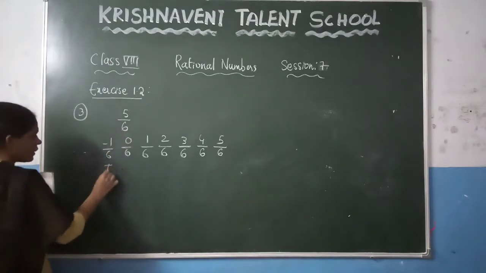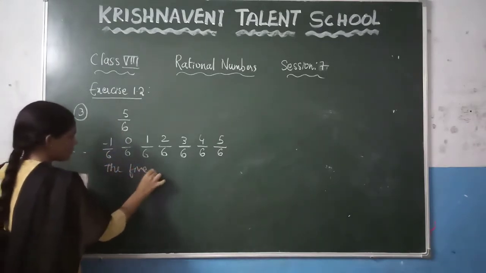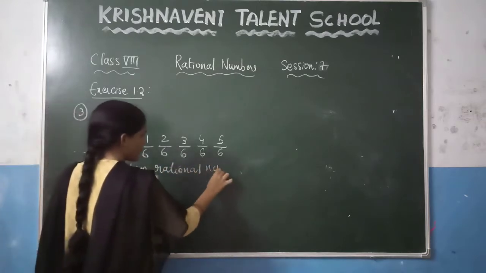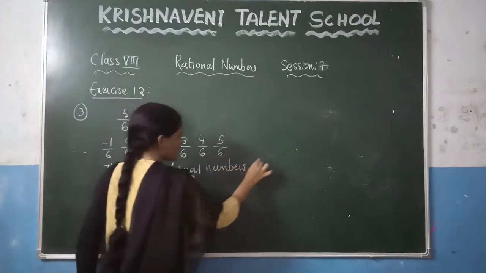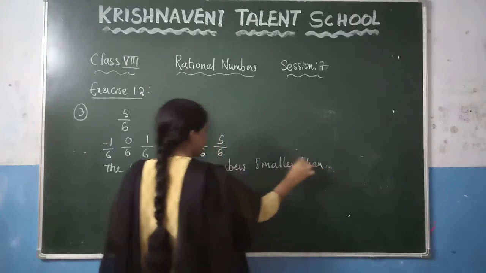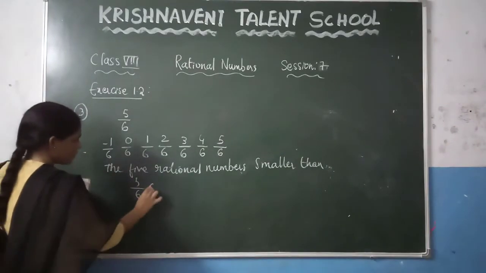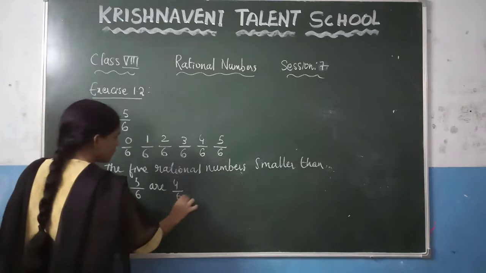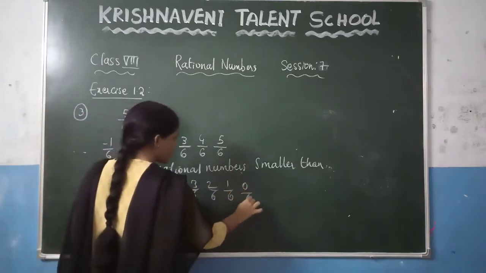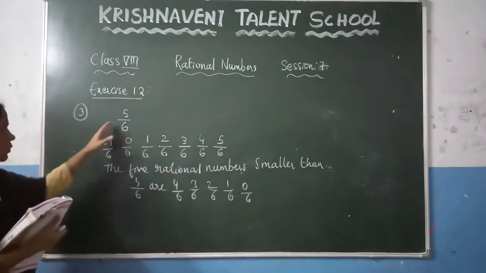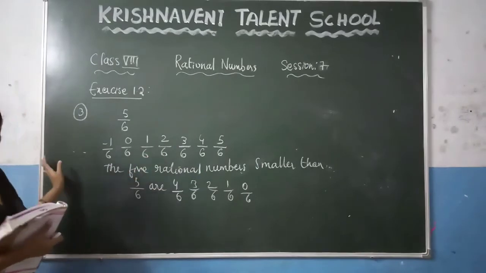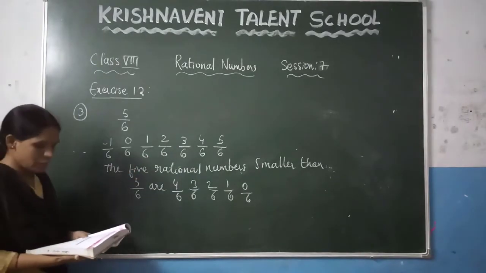The 5 rational numbers smaller than 5 by 6 are, you can write any numbers: 3 by 6, 2 by 6, 1 by 6 and 0 by 6. So the numbers that are smaller than 5 by 6 are 4 by 6, 3 by 6, 2 by 6, and it keeps on going. Now see the fourth question.